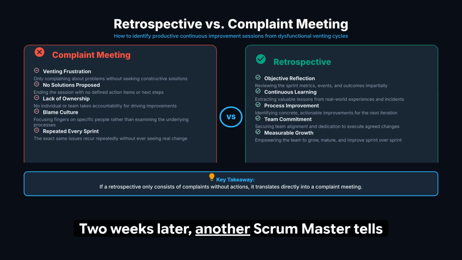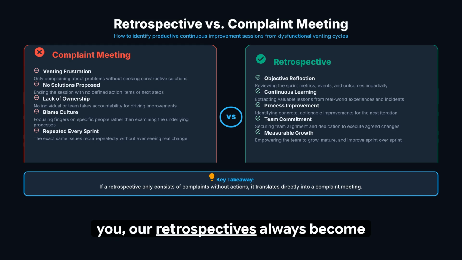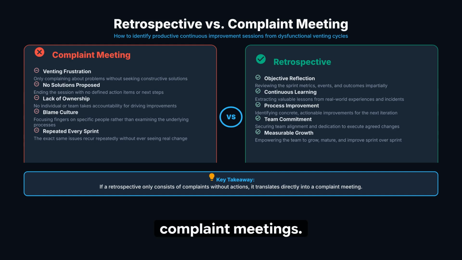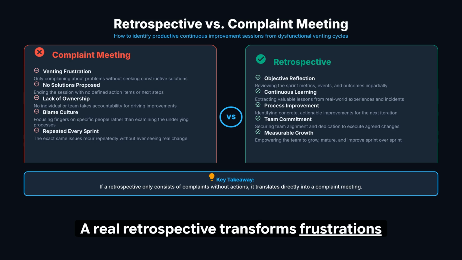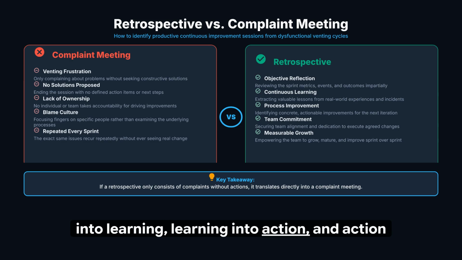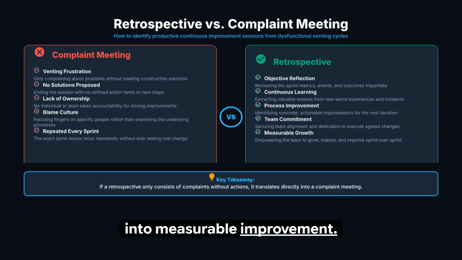2 weeks later, another Scrum Master tells you, "Our retrospectives always become complaint meetings." You ask one simple question. What actions came out of the last retrospective? Silence follows. Complaints without ownership change nothing. A real retrospective transforms frustrations into learning, learning into action, and action into measurable improvement.